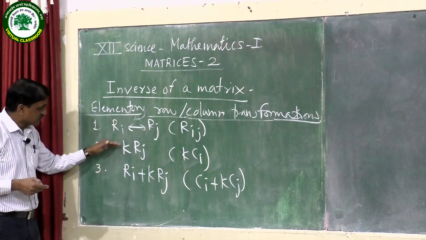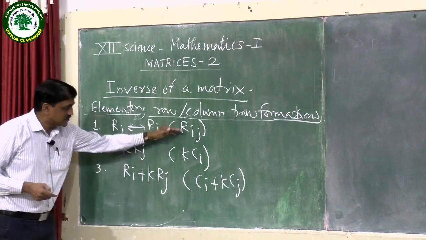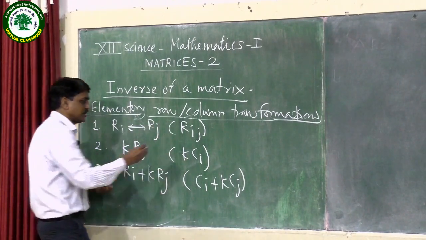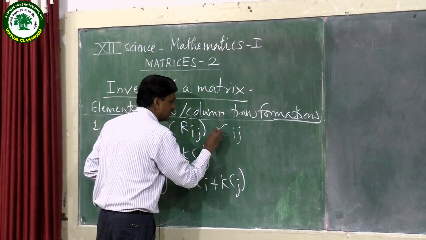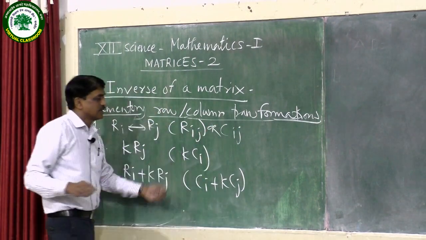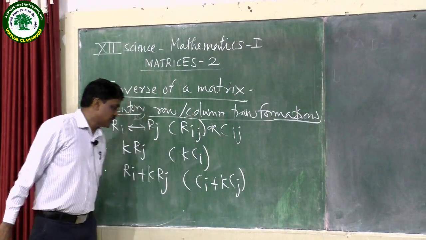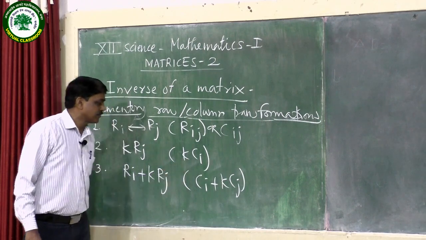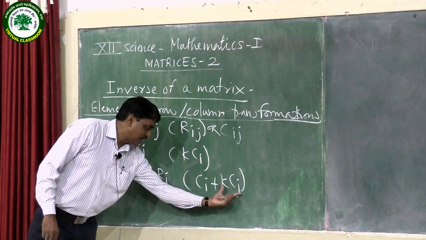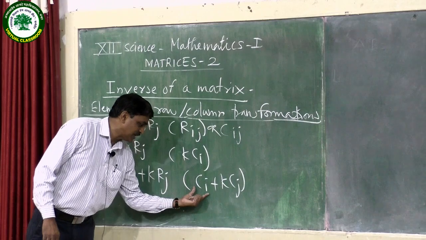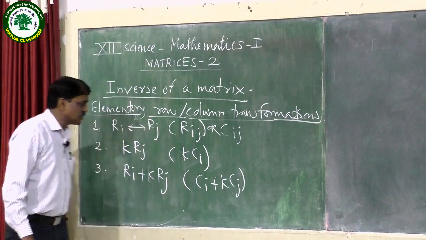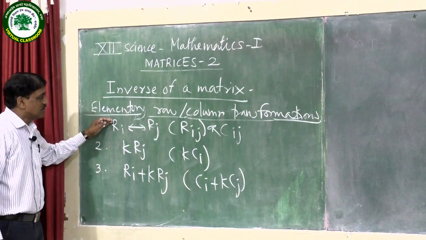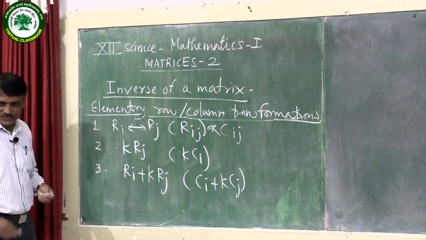So these are the 3 row and these are the 3 column transformations. So here we can write it as Cij. We can interchange any two columns. We can multiply all the elements of a column by a non-zero scalar k. We can add the multiples of any column to the corresponding elements of the remaining column. So using these three transformations, let us find the inverse of a matrix.